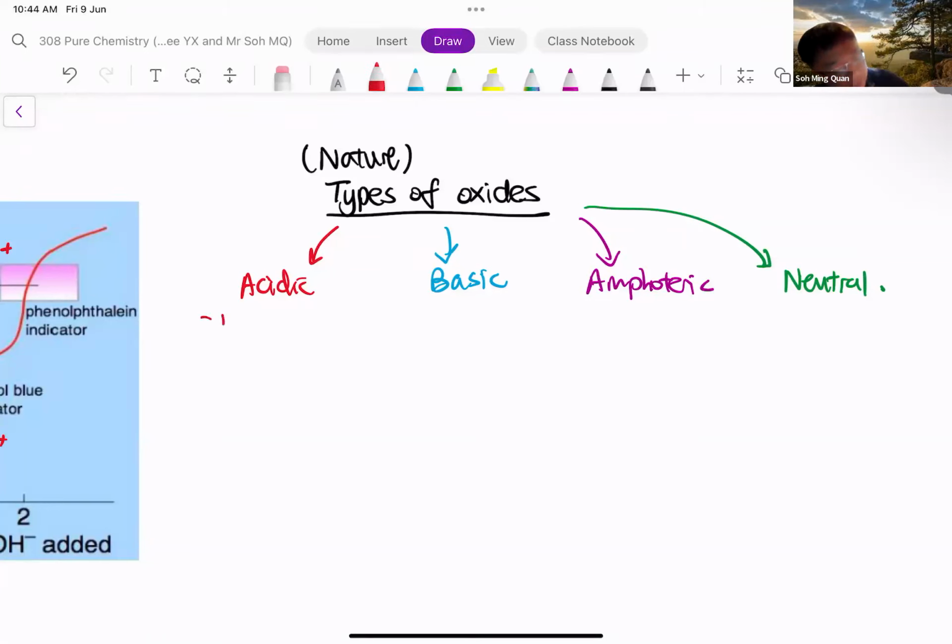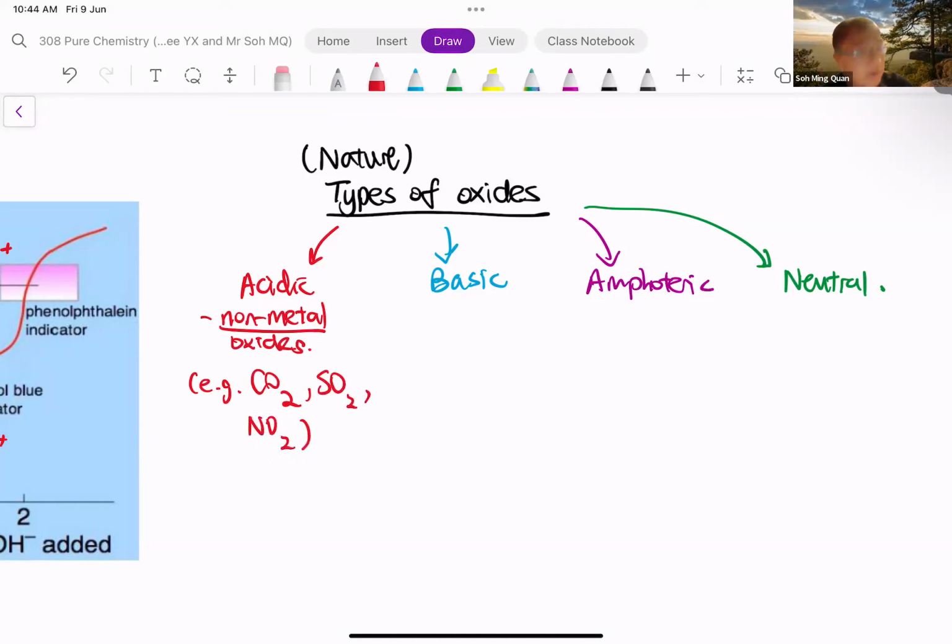So acidic. Acidic are non-metal oxides. For example, CO2. CO2 is an acidic oxide because it dissolves in water to form acid, carbonic acid. SO2, acidic. NO2, acidic. All right? And so on and so forth. So long as a non-metal oxide, non-metal oxides are acidic.